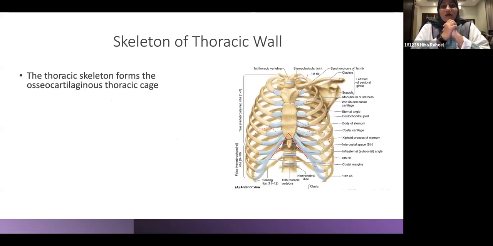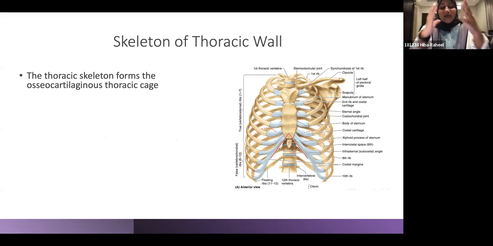Okay, so let's talk about the bones. The way I've divided the lecture is I'm going to talk about the bones, then go into the muscles, then the nerves, arteries and veins, and then some organs and their blood supply and nerve supply. Anything that's left, we're just going to cover from Dr. Atif's PDF.